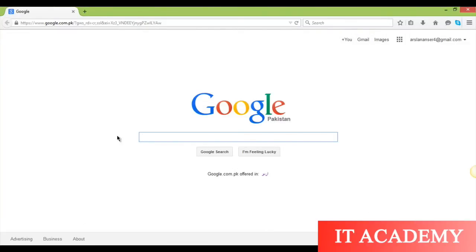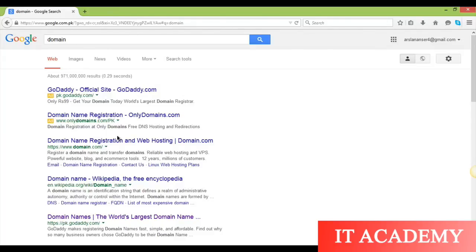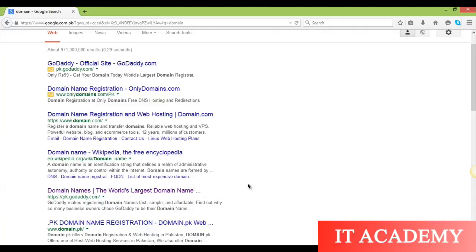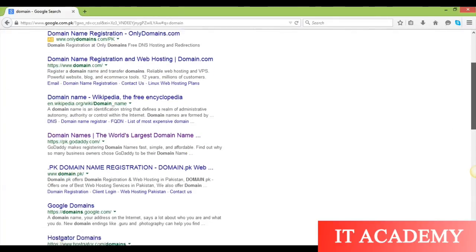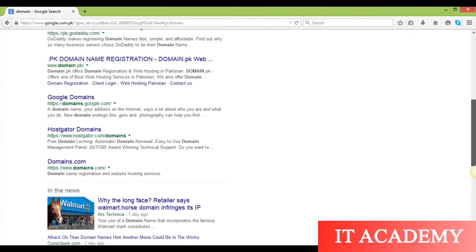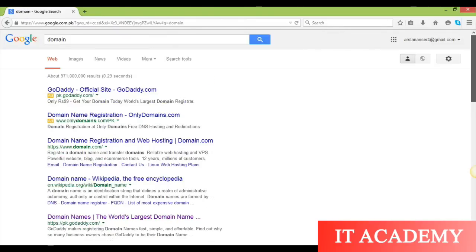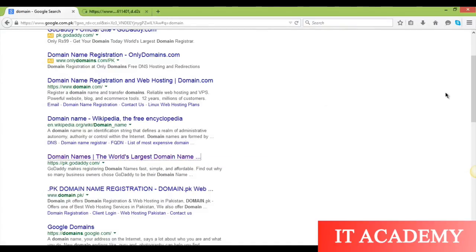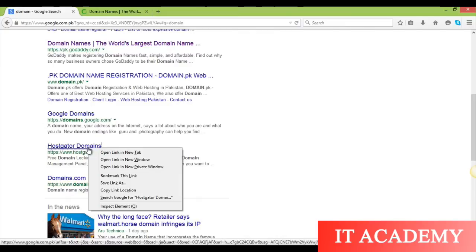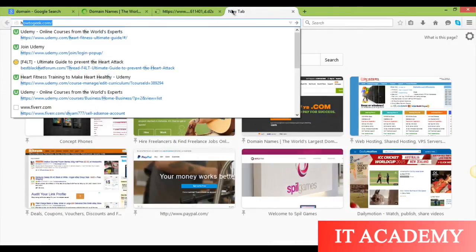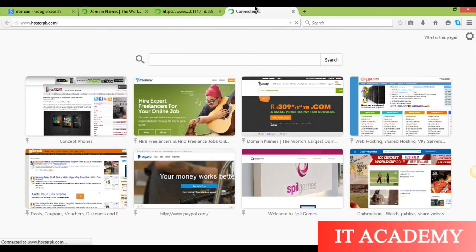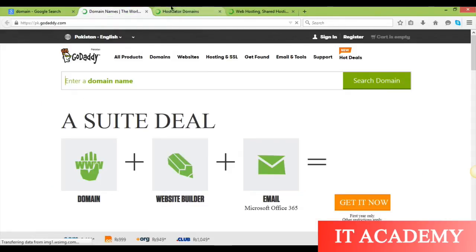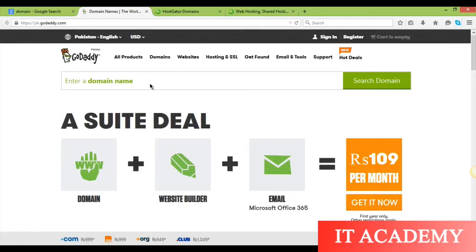Here I am back on Google and I will simply search for domains to show you. You can see domain.com, GoDaddy, domain.pk, domains.google.com, HostGator and domains.com. There is a lot of competition for domains, but the domain that I have registered and use is from GoDaddy. Their domains are cheap. HostGator, and the third one is hosterpk.com. I have used and experienced all three of these for domains. Simply, you can buy a domain from them and hosting from them.